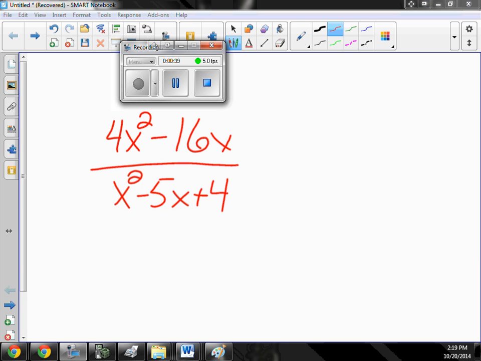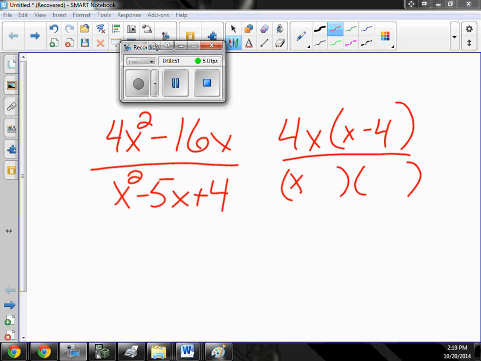We're going to pull out a 4x in the top. What am I left with? Minus 4. Okay, in the bottom. Braden said, hey, I have an x minus 4 on top, I'll probably have one in the bottom. In this case, he's right. So these cancel, and I'm left with 4x over x minus 1. Okay? Now, that is the simplified version.